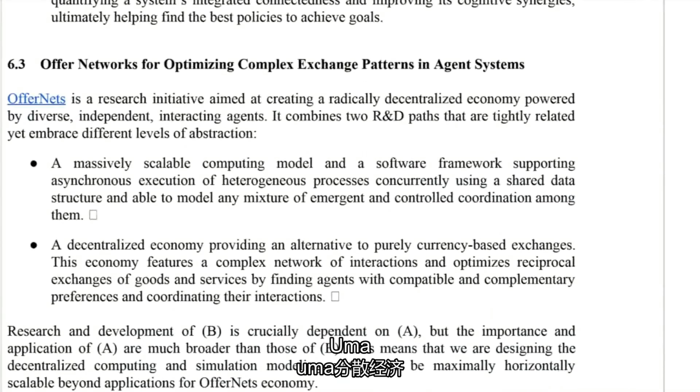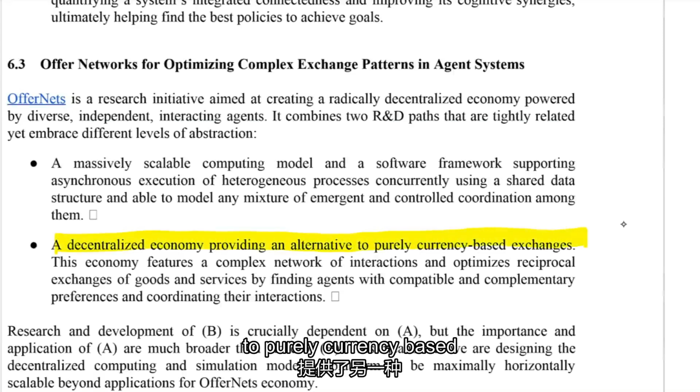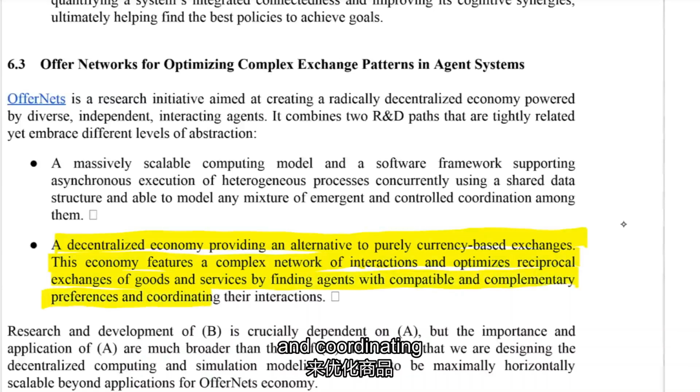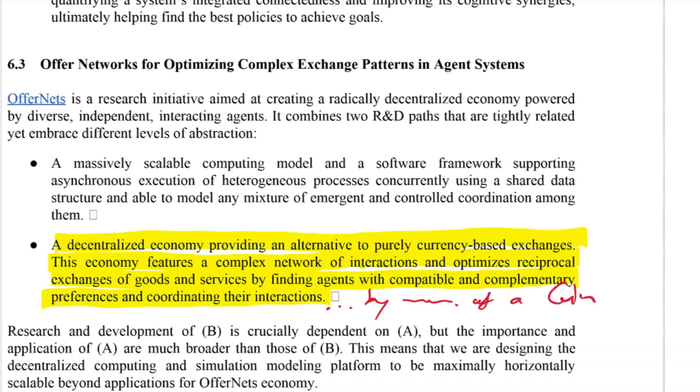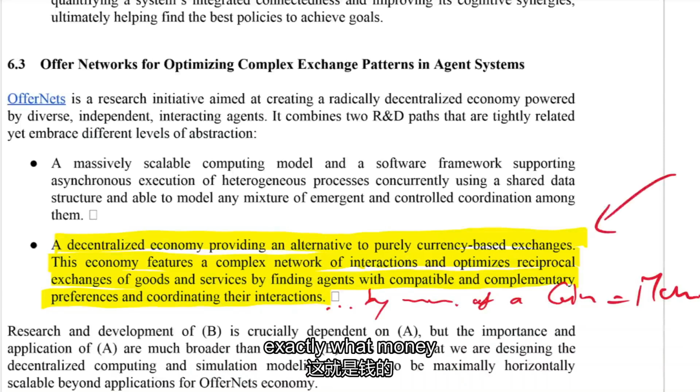OfferNets. A decentralized economy providing an alternative to purely currency-based exchanges. This economy features a complex network of interactions that optimizes reciprocal exchanges of goods and services by finding agents with compatible and complementary preferences and coordinating their interactions by means of a coin, which is money. Like this is exactly what money does. Like that's what money is for.